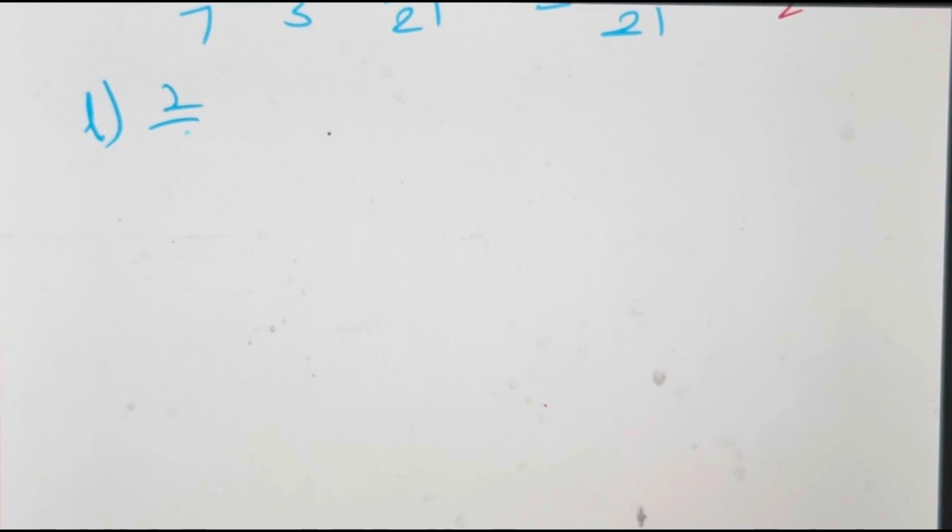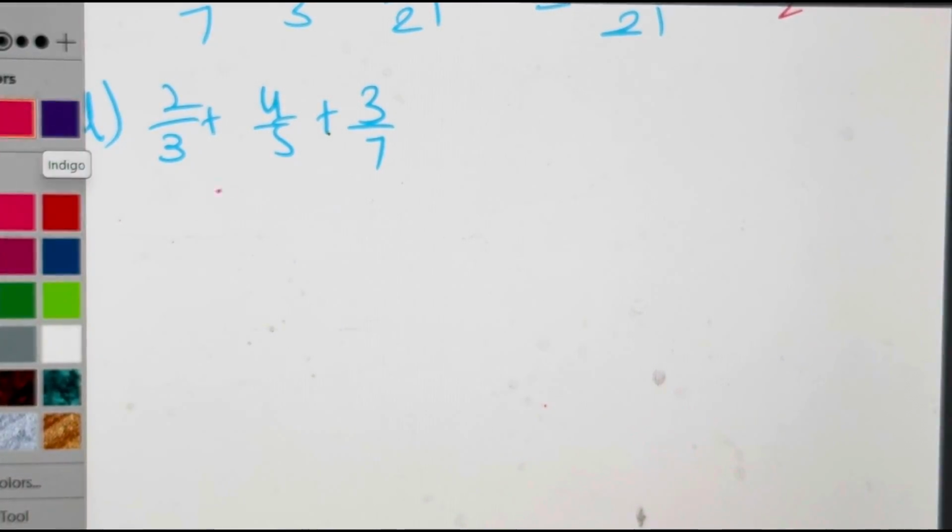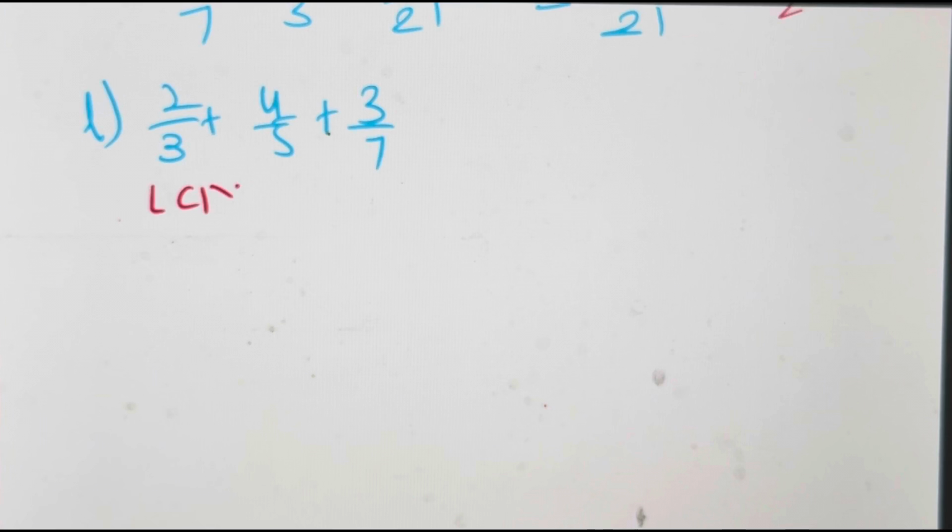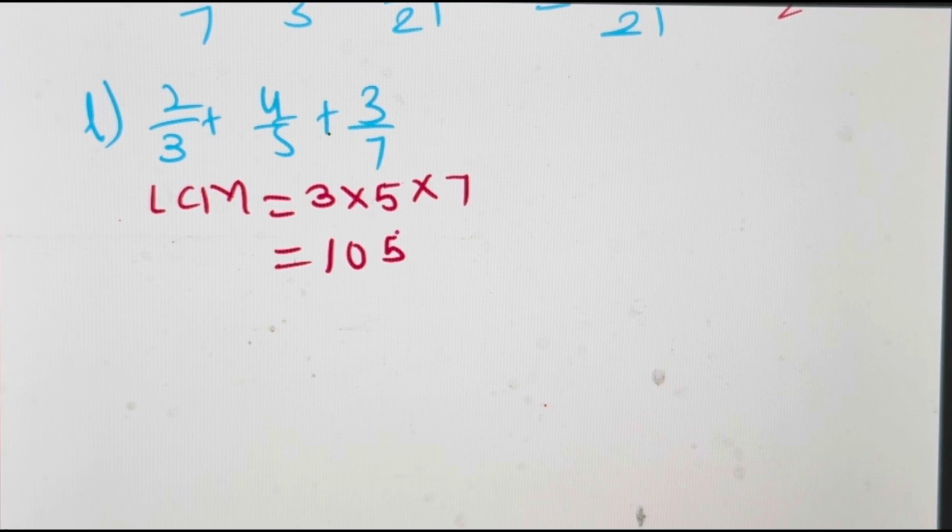Question number L is 2 upon 3 plus 4 upon 5 plus 3 upon 7. Right, here also you can see if all the 3 are co-primes to each other, then you can directly multiply and get the LCM. Okay, so 3 5s are 15, 15 7s are 105. 105 is the LCM.